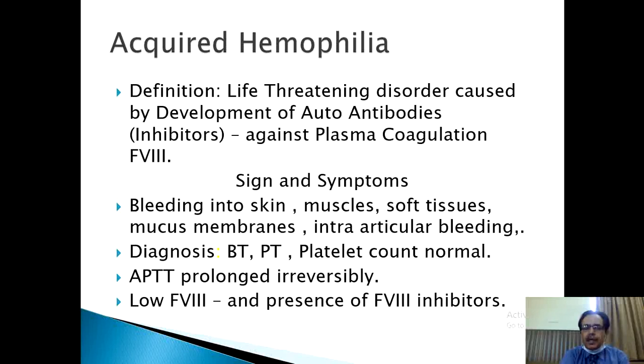Acquired hemophilias are diagnosed by checking the routine BT, PT, and APTT examination, in other words the coagulation profile. BT and PT are usually normal, and APTT is prolonged, and it is prolonged irreversibly. I mean, it will not revert to normal unless intervened or treated. Then the factor 8 level should be done, it may be low, and sometimes factor 8 inhibitors, which are usually antibodies, are also found in the circulation.